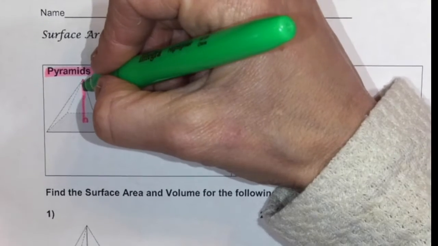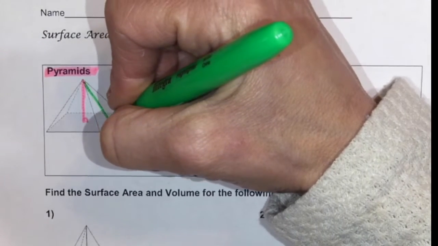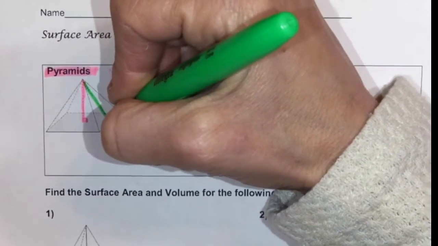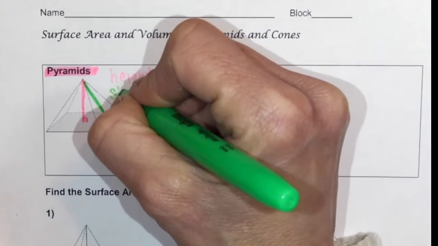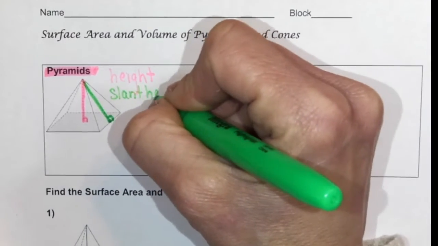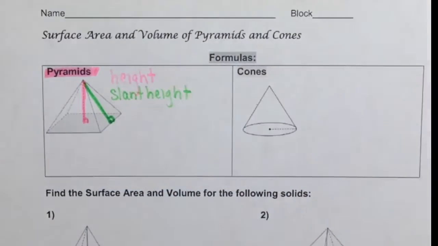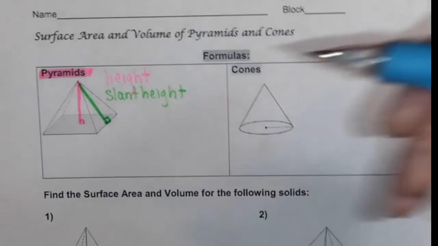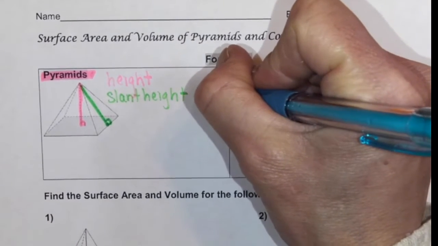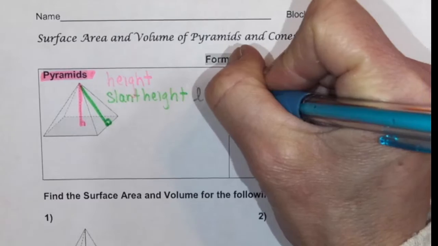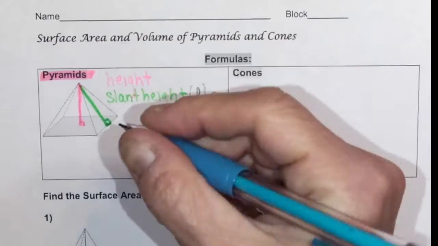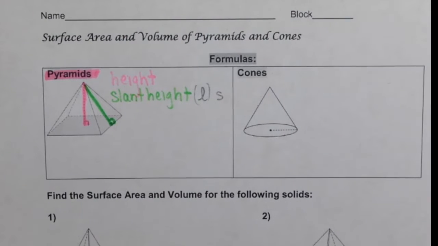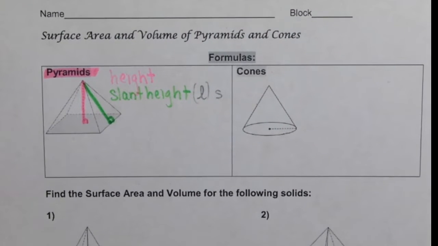Now, this height right here, that's the height of one of the triangles, is called our slant height. Now, the slant height in some books is denoted with a cursive L, or some use a cursive S. Usually it's an L for slant height. It's really hard to visualize this, so I'm going to show you before I continue with this picture.